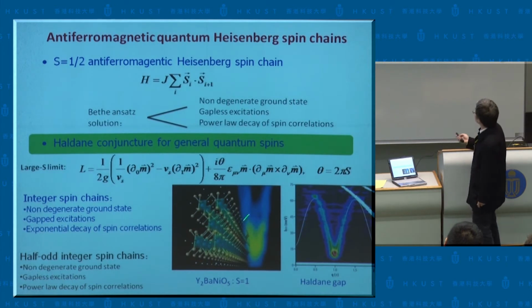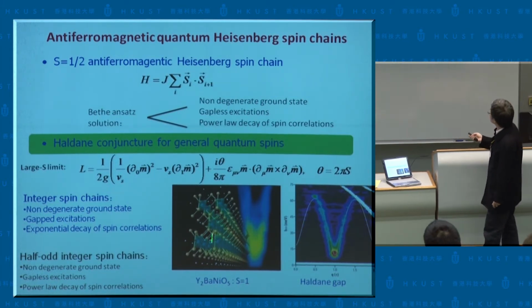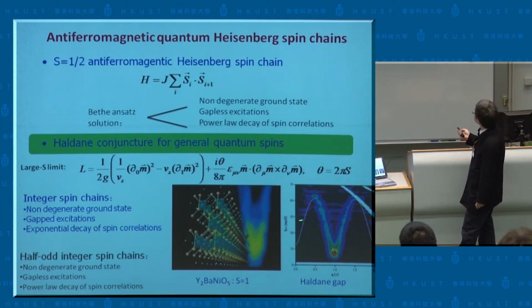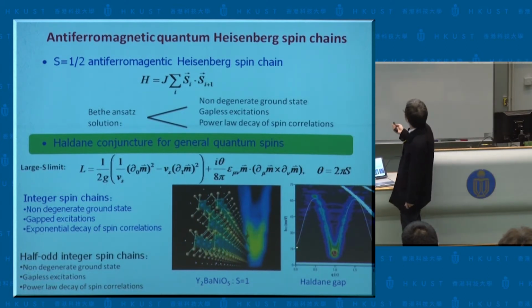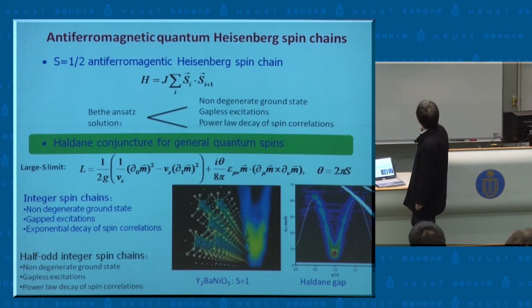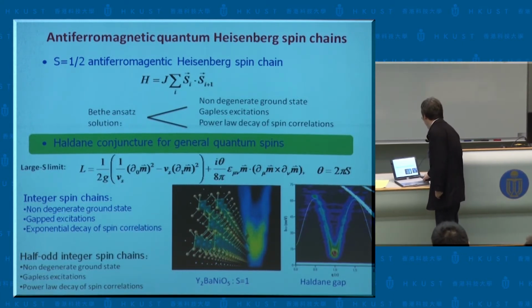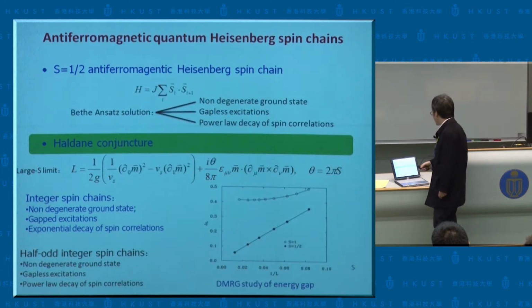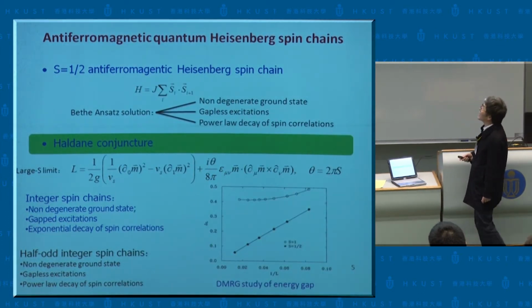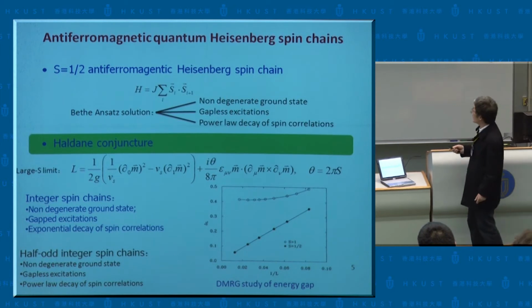After that, experiments found a material with spin equal to 1, and the neutron scattering experiment discovered there's a gap in the spin excitation. It indicates this conjecture is valid even for spin equal to 1.